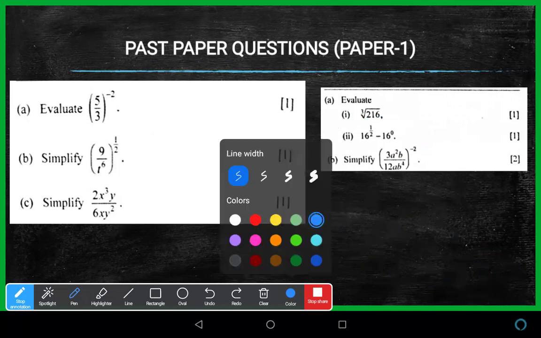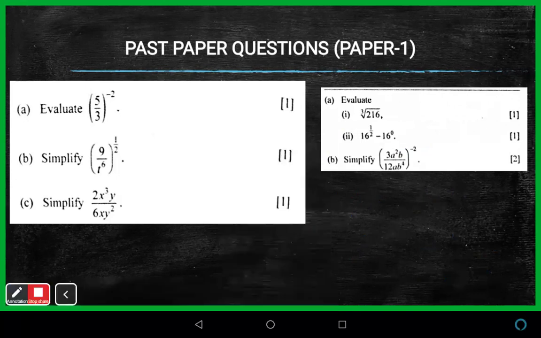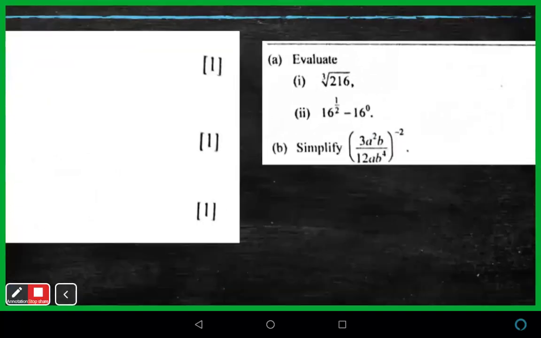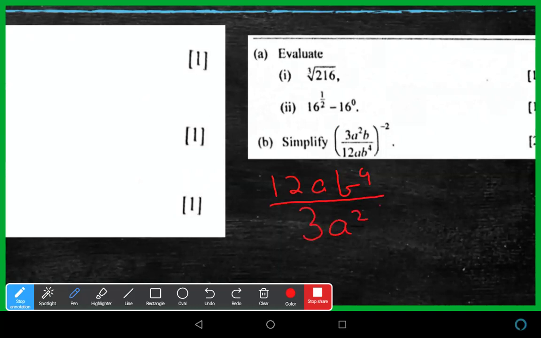Now, this question is very important. As you see, the power is negative. So what will we do? We will take the reciprocal of the value. It will become 12ab^4 divided by 3a square b, whole square. Okay, this is b power 4. Now we have to cancel out first. This will cancel out 1 and this will cancel out 3.